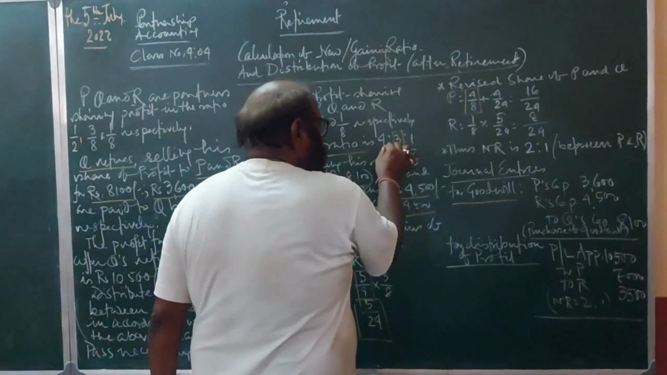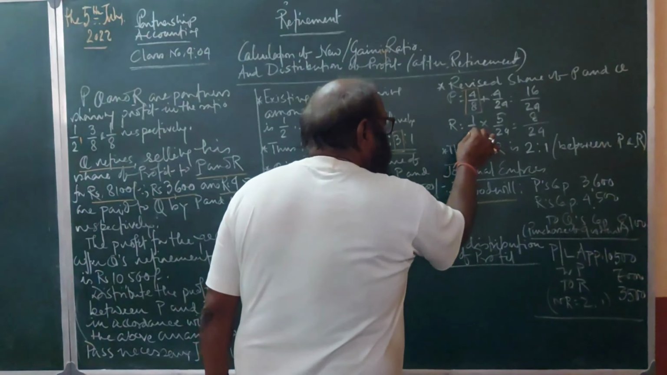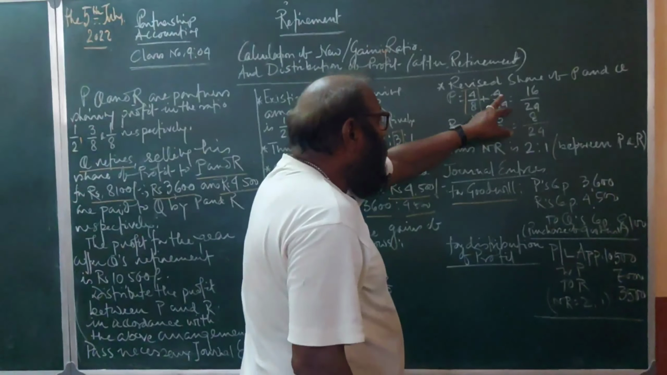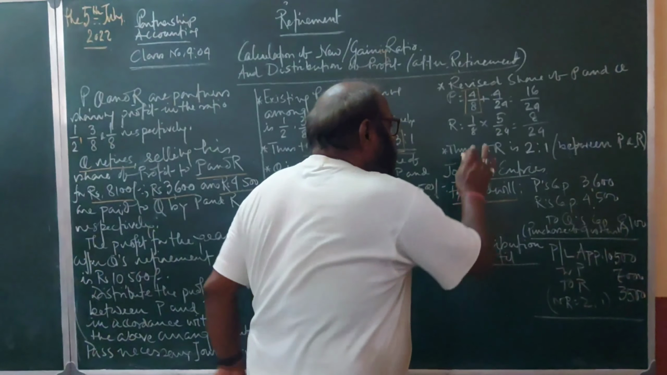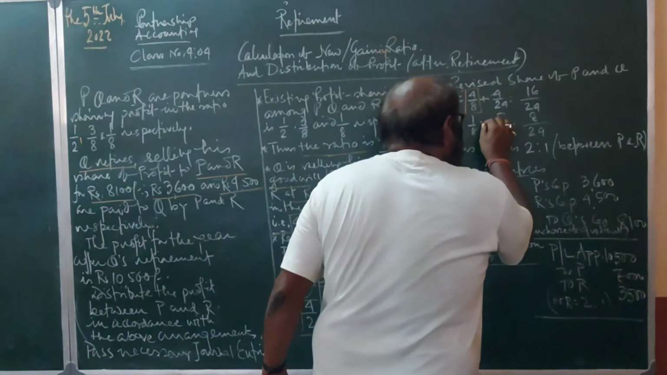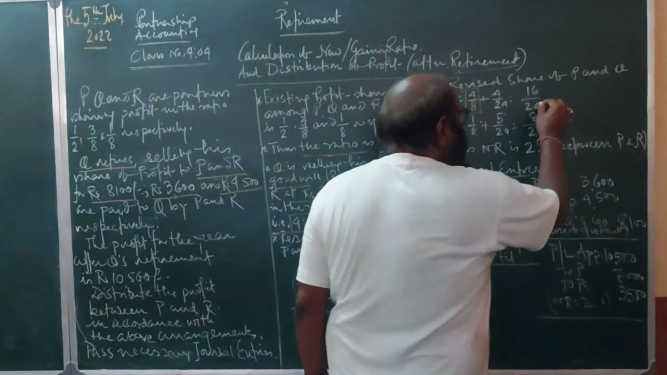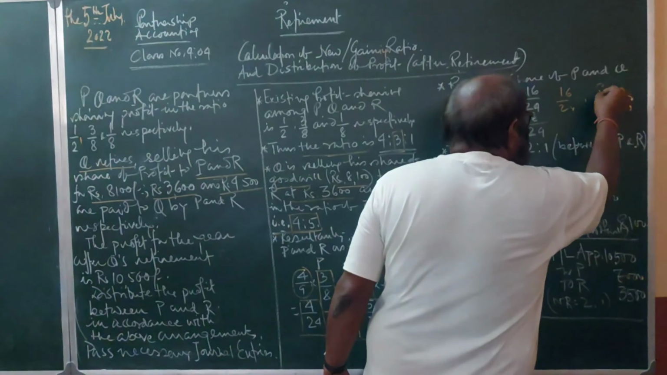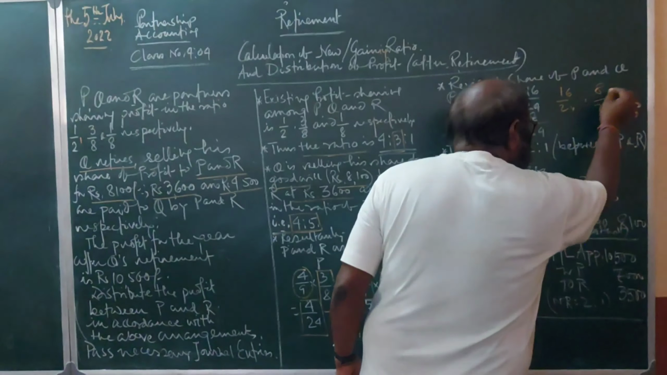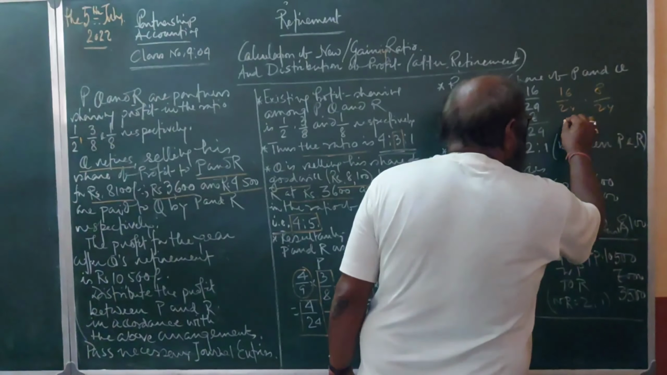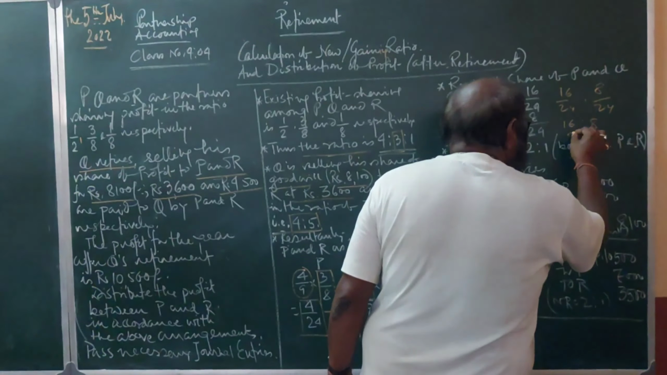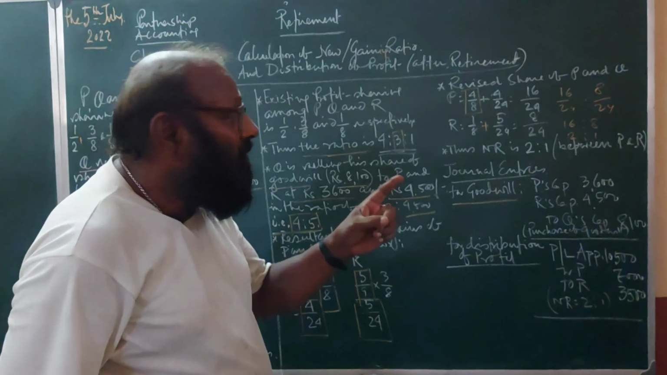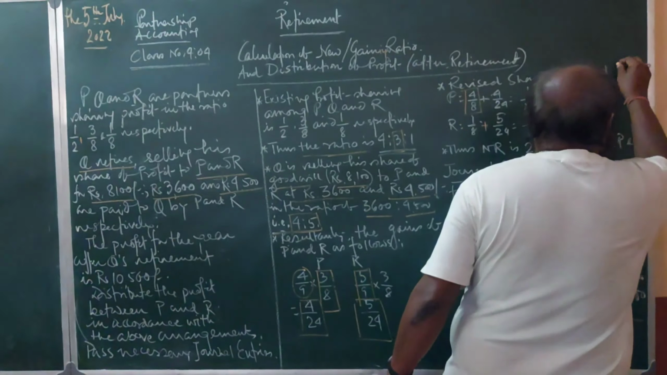4/8, and R 1/8, and they are gaining 4/24, and the gain of R is 5/24. Clear? And as a result, we are getting the shares 16/24 and 8/24. Clear? Now, if we divide both by 8, we will get 2:1. So, this is the new ratio between P and R.